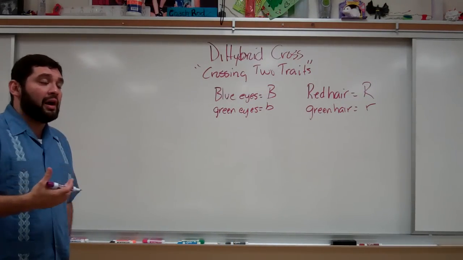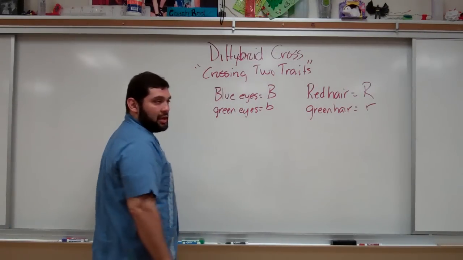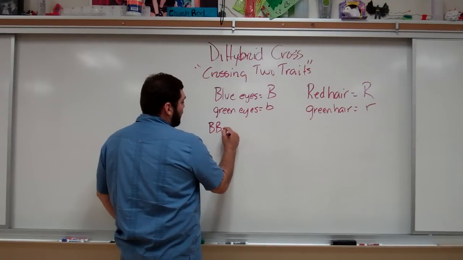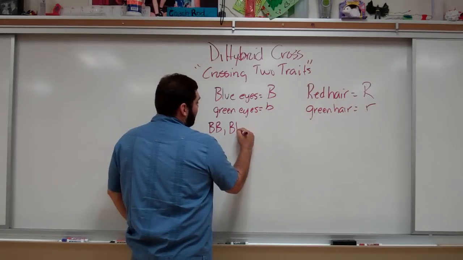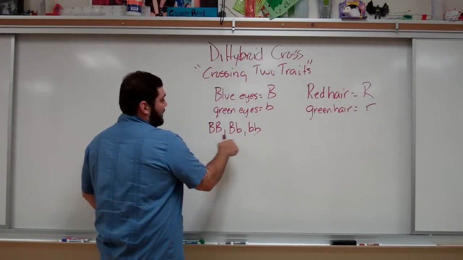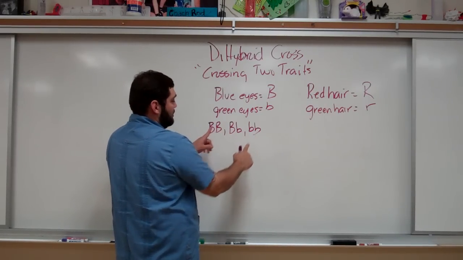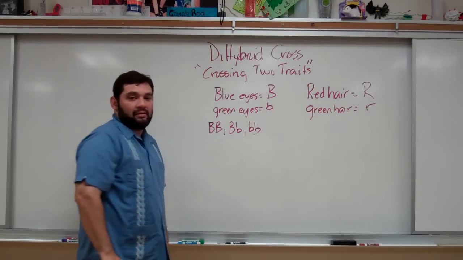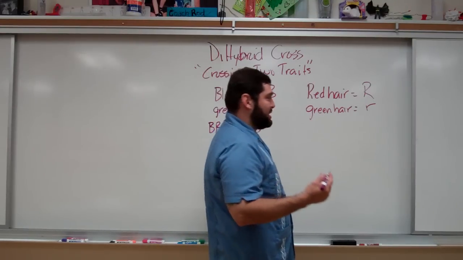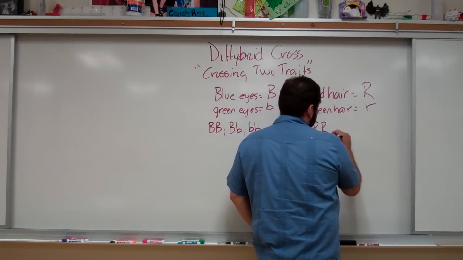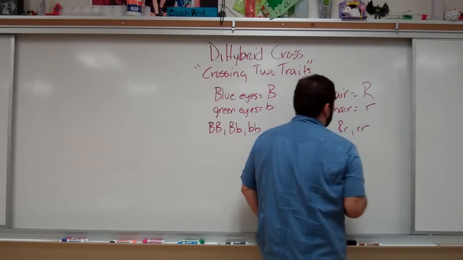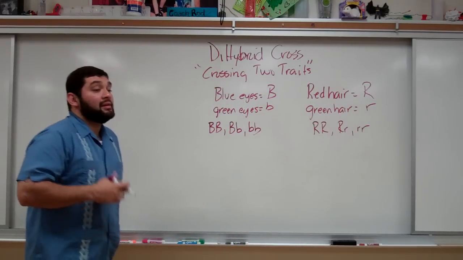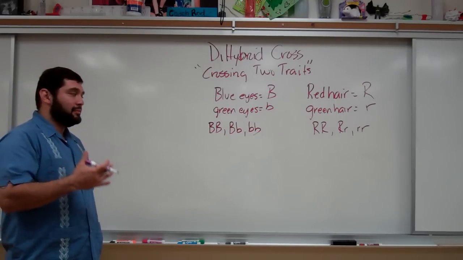So I want you guys to cross. The possible genotypes for both of them are going to be below. We have possible genotypes for eye color, which is big B big B, big B little b, and little b little b. These two are both homozygous. One is dominant, one is recessive. The middle one is heterozygous, and that means it has a dominant and recessive gene. Same goes for hair color: homozygous dominant and recessive, and then heterozygous. Pretty simple.